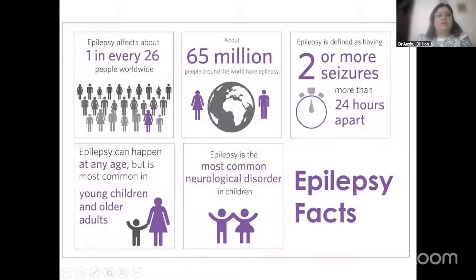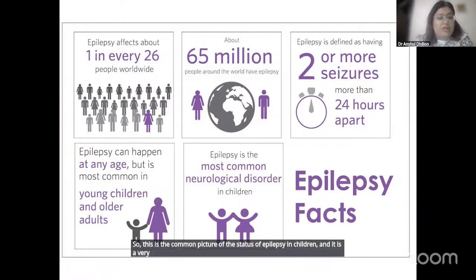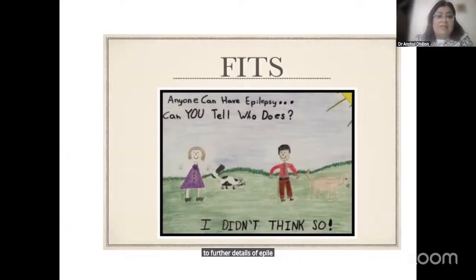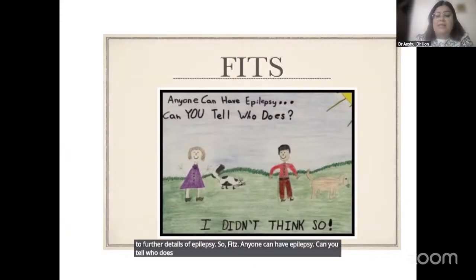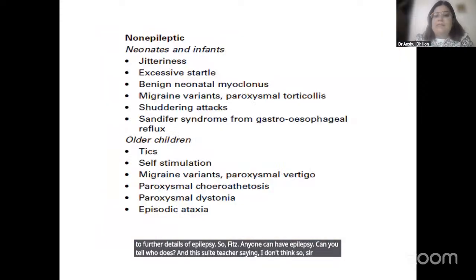So here we are. This is the common picture of the status of epilepsy in children, and it is a very common neurological disorder. It can happen at any age, in children, adolescents, young children, and of course, we are not going into further details of epilepsy. Anyone can have epilepsy. Can you tell who does? And this sweet little kid is saying, I don't think so. So here lies the key.